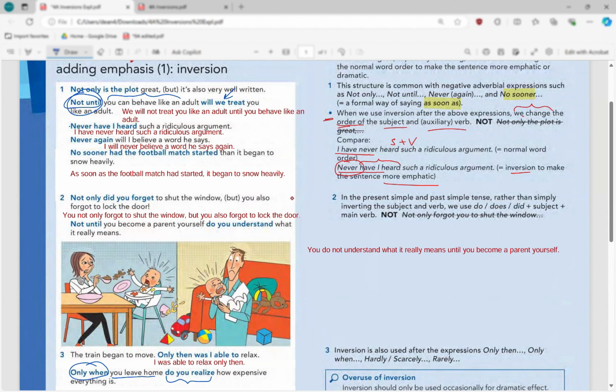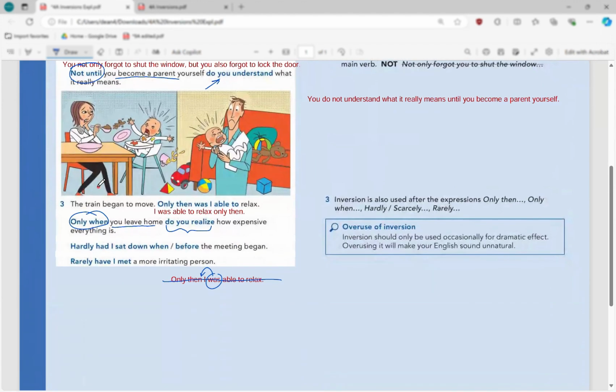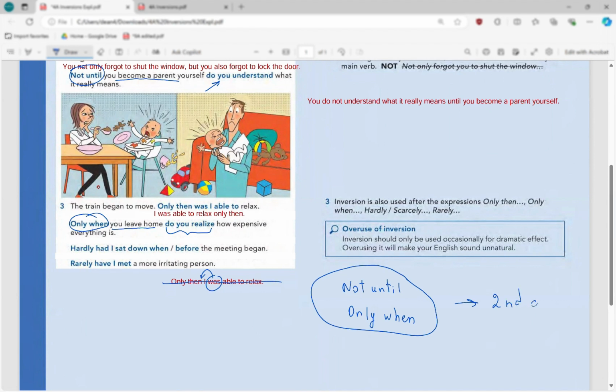And we got another one. Look at that. Not until. You see? Not until. Inversion is not affecting the first clause. It's affecting the second part. So not until and only when, we can just write it here. Not until and only when: inversion happens in the second clause. That means inversion happens in the second clause, not the first clause.